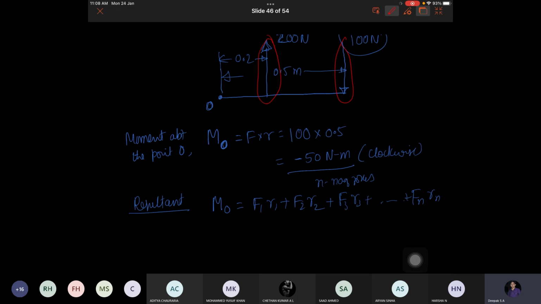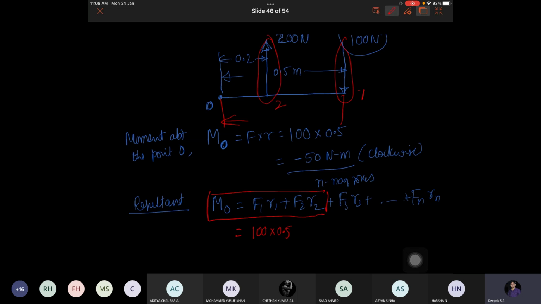Are you able to hear or not? Yes, sir. Okay, so two forces are there. You stop only up to this one: F1 R1, F2 R2. Now you take the first force, starting from the rightmost point. This is the first force and this is the second force. The first force F1 is 100. What is the perpendicular distance from this point to this point? 0.5 meter. Very good.